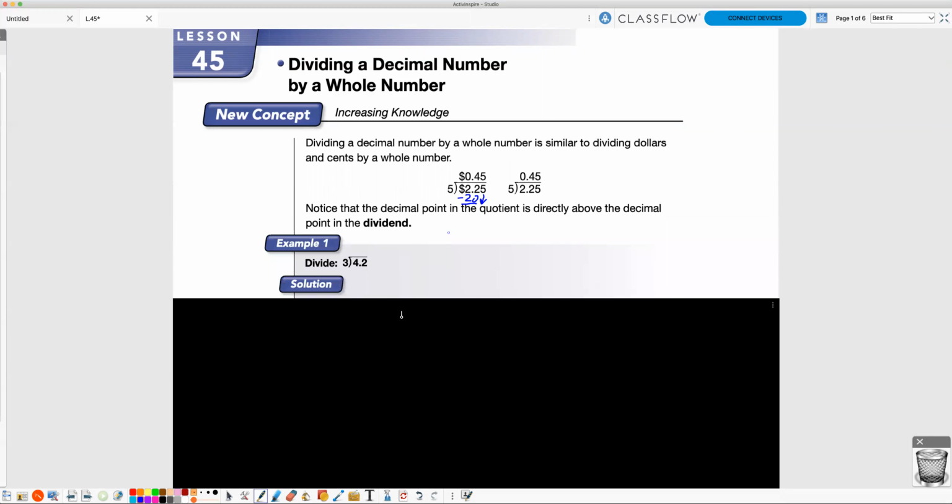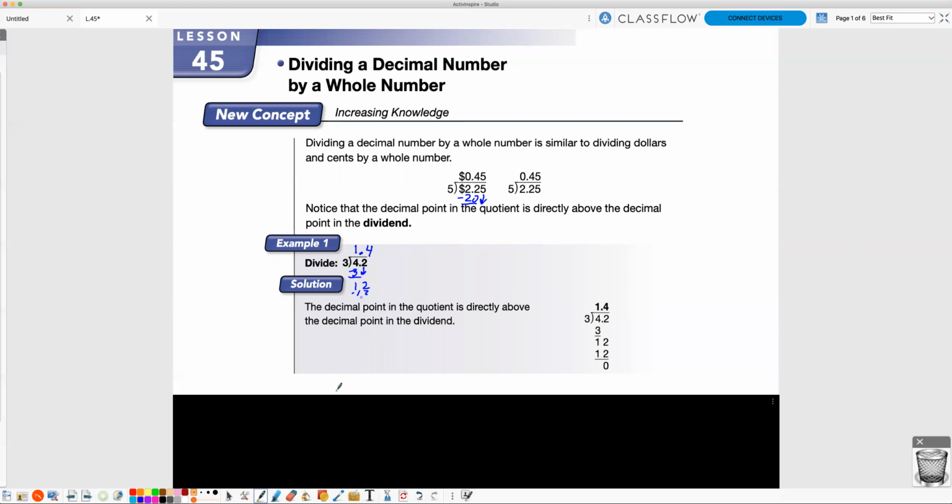So for example, divide 4 and 2/10 divided by 3. The decimal comes straight up in the answer. And then you just pretend it's 42 divided by 3. 4 divided by 3 is 1. 1 times 3 is 3. Subtract that, you get 1. Bring down the next number. 12 now divided by 3 is 4. And 4 times 3 is 12. There'll be nothing left over. So the decimal point in the quotient is always directly above the decimal point in the dividend. Just keep that in mind.